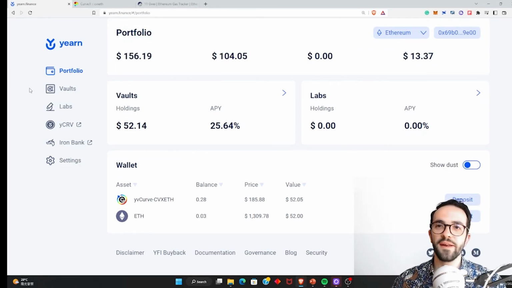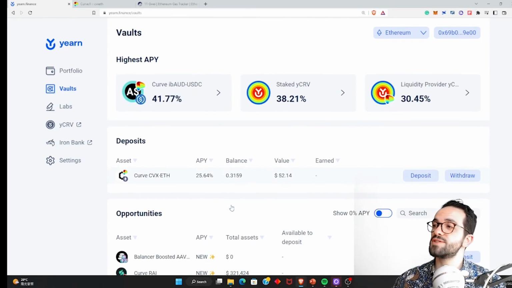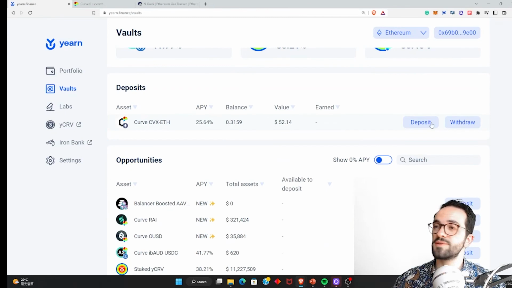And this is autopilot. You don't need to do anything. But one day, if you want to withdraw your assets, you can just come here to your deposits and withdraw it back to your wallet. So it's as simple as this.